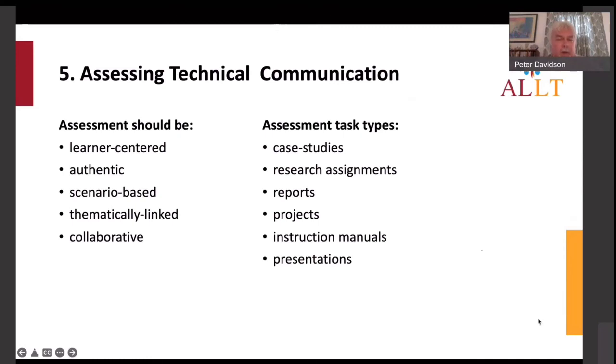One thing we like to focus on is a scenario-based assessment that's thematically linked. So we have one type of scenario that runs through an email task, which leads into a report, which leads into a presentation, and it's all thematically linked. And it's very collaborative, as Jamie mentioned earlier. The assessment's task types could include things like case studies, research assignments, reports, projects, and instruction manuals. I find that students really enjoy the instruction manual part of the course. They're really creative, and they produce awesome instruction manuals and presentations, which our students are very good at doing as well.